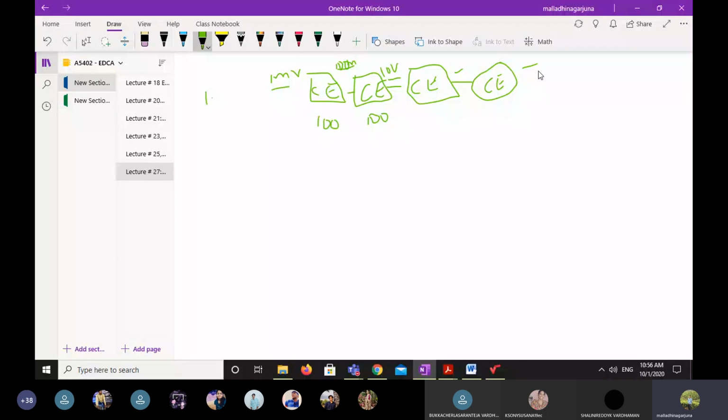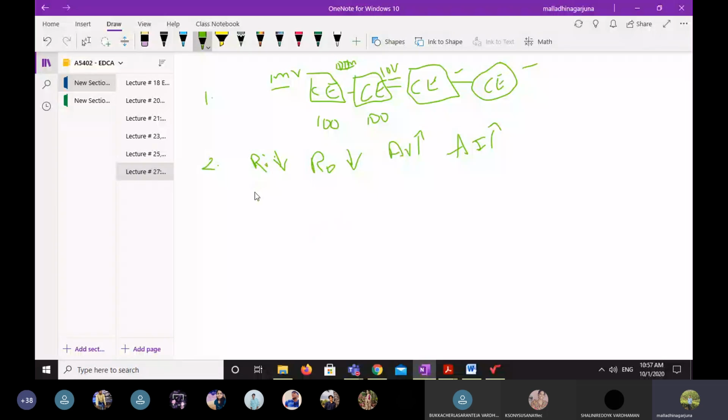The second point is, what is your requirement? My input impedance Ri should be low, output impedance Ro should be low. AV should be high and AI should be high. The current gain and voltage gain should be high, and the input impedance and output impedance should be low. Fine, I'm taking the stages here.